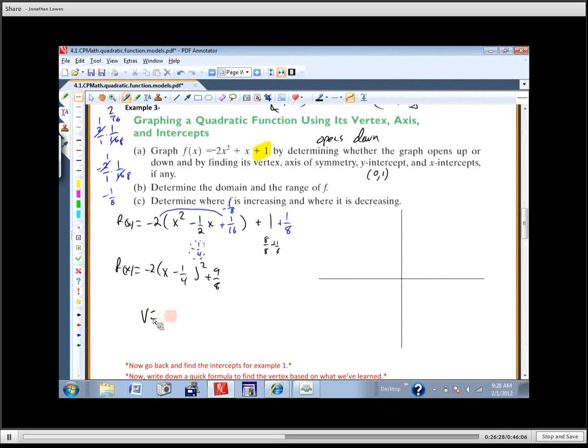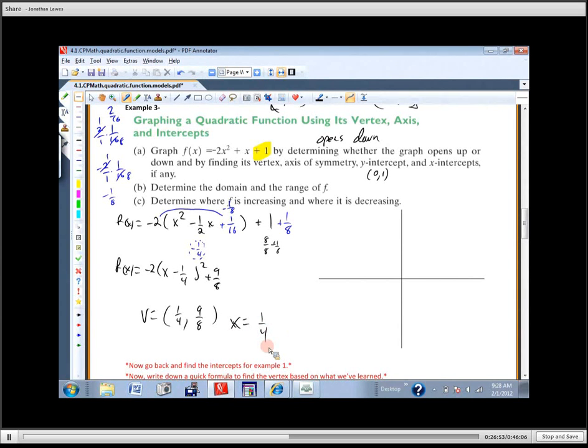So here's the vertex. Vertex is 1/4, comma, 9/8. What's the axis of symmetry? It's always x equals the x coordinate of the vertex, so it's x equals 1/4.